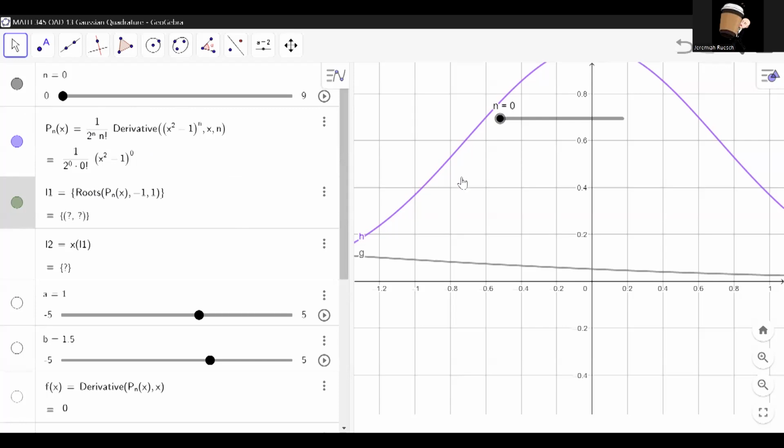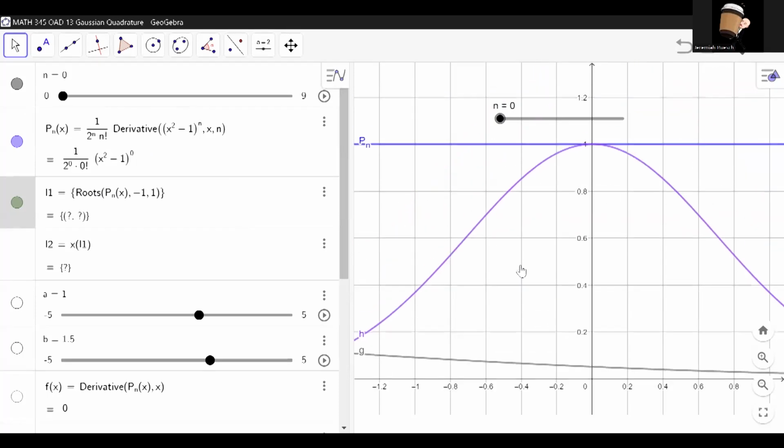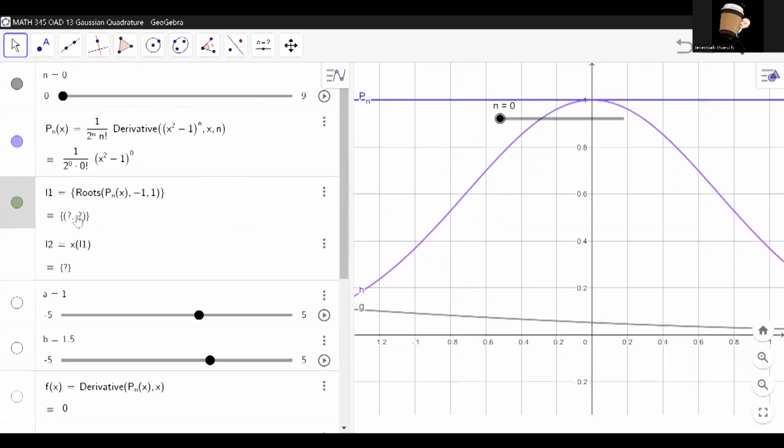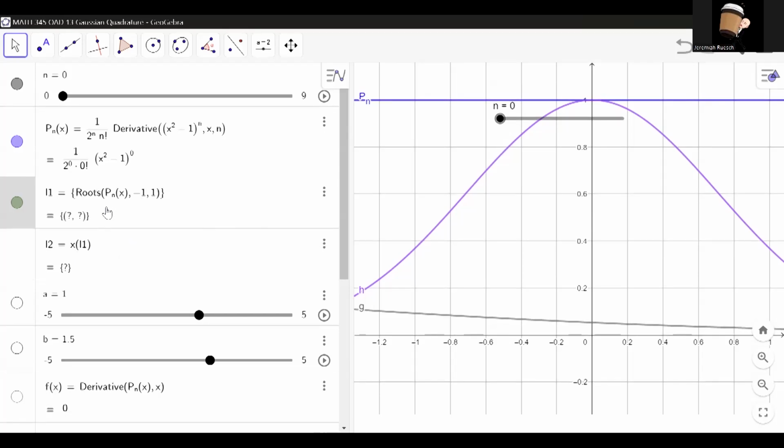Now, granted, for n equals 0, we have a constant function for the Legendre polynomial. That's just equal to 1. You can see it here. So it doesn't have any roots. That's why I have the question marks here. Okay, and then this creates a set of ordered pairs. I just want the x components of that, so that's what this list 2 is creating. The x of L1s is taking the x component of the ordered pairs generated from the roots.